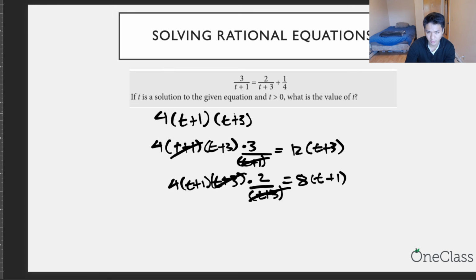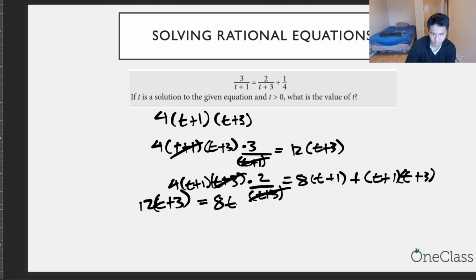So 1/4 times 4 times t plus 1 times t plus 3 just eliminates the 4, so that would be equal to t plus 1 times t plus 3, and that's going to be our final term. Put all this information together. On the left side, we had 12 times t plus 3 equals 8 times t plus 1 plus t plus 1 times t plus 3.